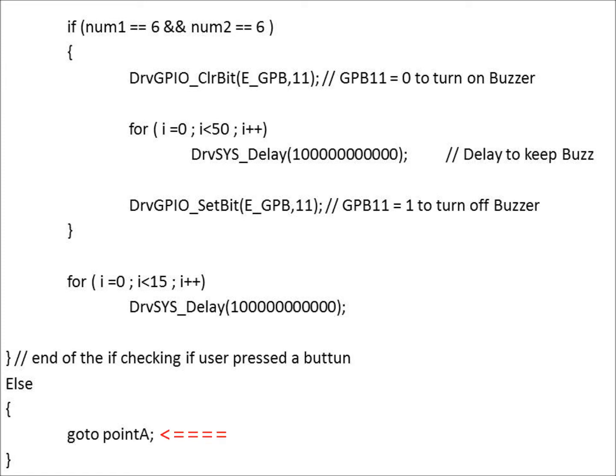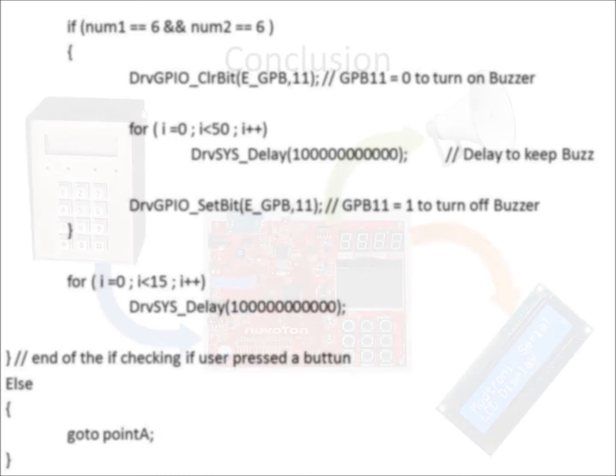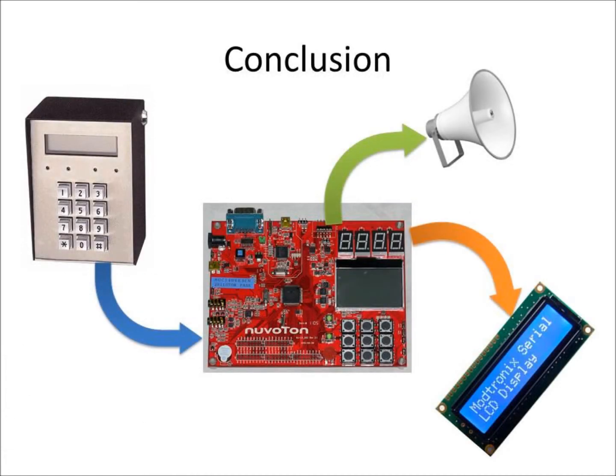And then we will go back to point A, and point A is where we print the names of our group members. So we learned to use microcontrollers to design a system with inputs and outputs. In the previous examples that we did, our input was from a keypad and our output was a buzzer and an LCD.